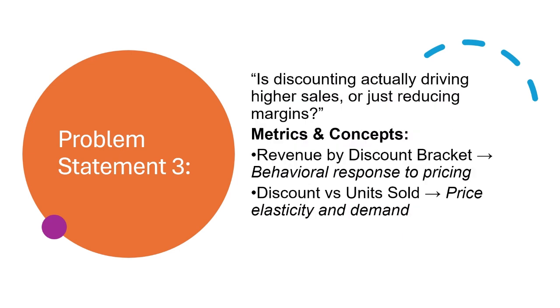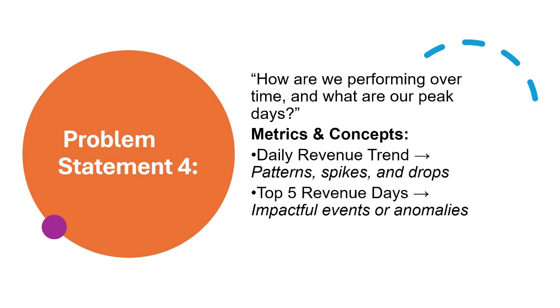The next problem statement would be, is discounting actually driving higher sales or just reducing margins? The metrics displayed would be revenue by discount bracket and discount versus units sold. Lastly, the fourth problem statement: how are we performing over time and what are our peak days? Metrics displayed would be daily revenue trends and top 5 revenue days.